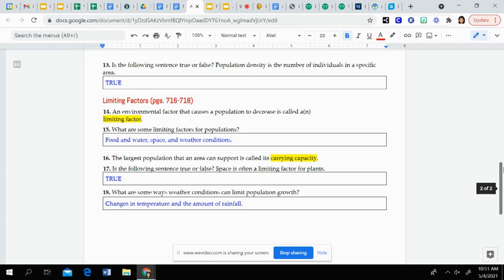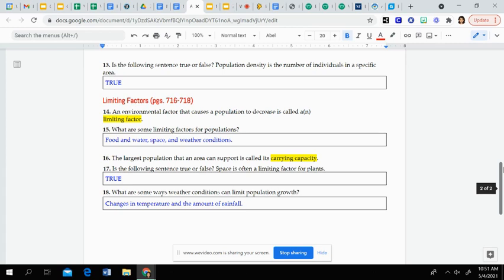So space is often a limiting factor for plants, true or false? This is true. Think about like if you have little plants and you have like trees, or if you're in a forest or a jungle, how things are all crowded and those plants are competing for food and water and space as well.